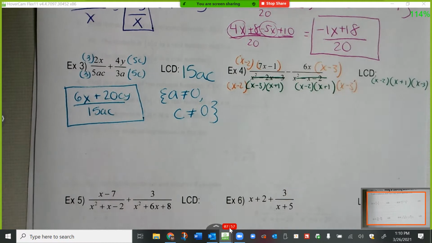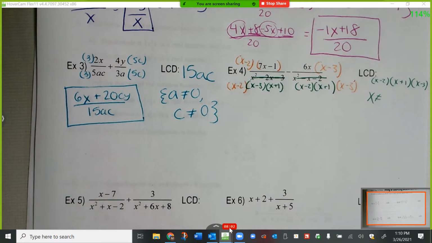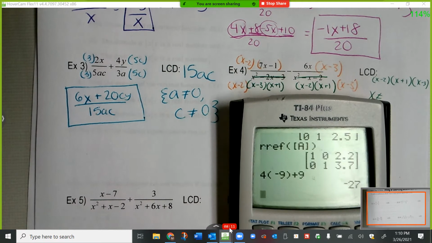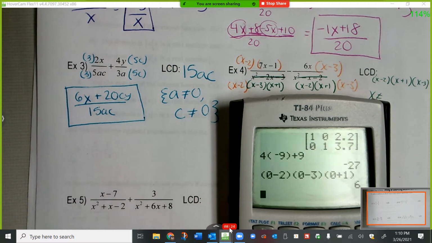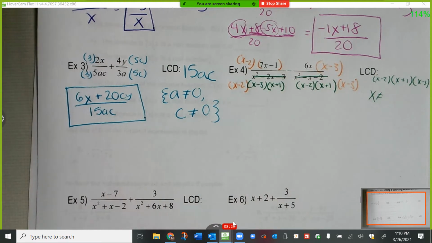So before we keep going, what can x not equal? 0. It could be 0. Watch. If I plug in 0 for x in the denominator, I get 0 minus 2, 0 minus 3, and 0 plus 1. Did that equal 0? So is 6 okay for the denominator? Yeah, so it can be 0.